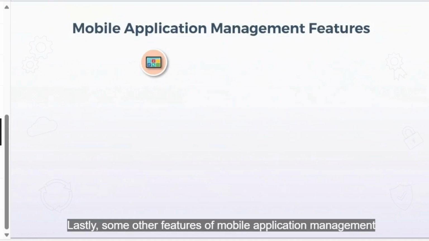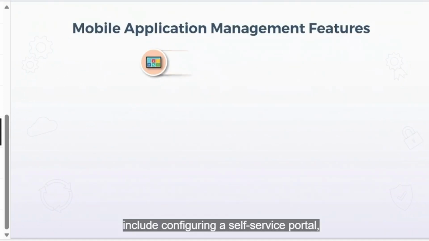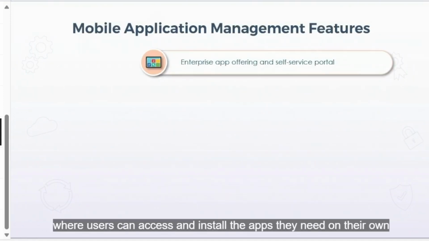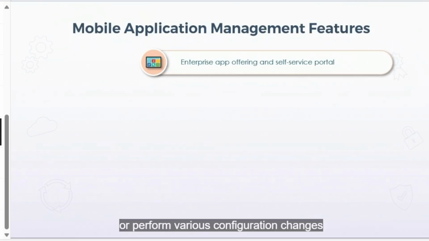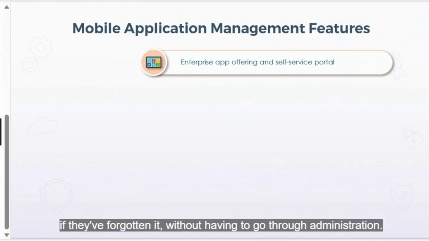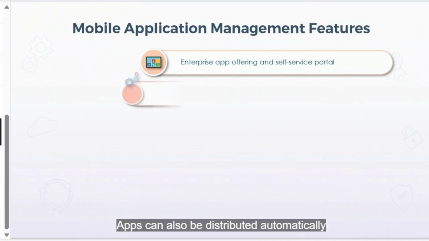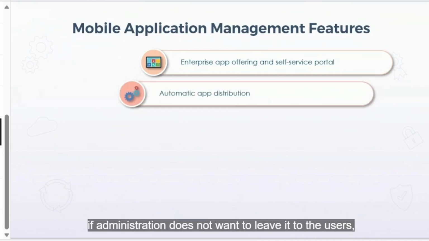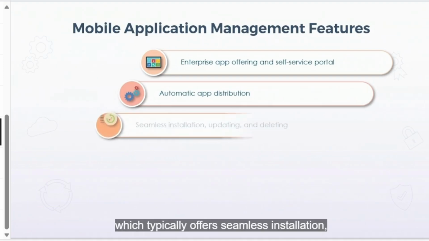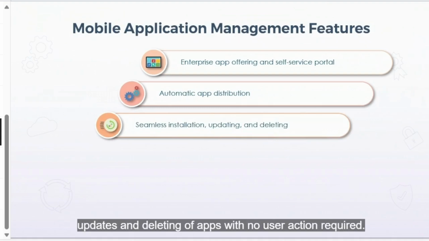Lastly, some other features of mobile application management include configuring a self-service portal where users can access and install the apps they need on their own, or perform various configuration changes based on what administration deems to be acceptable. For example, users can often reset their passwords if they've forgotten it without having to go through administration. Apps can also be distributed automatically if administration does not want to leave it to the users, which typically offers seamless installation, updates, and deleting of apps with no user action required.